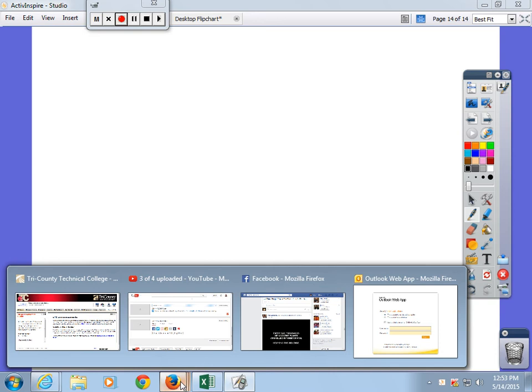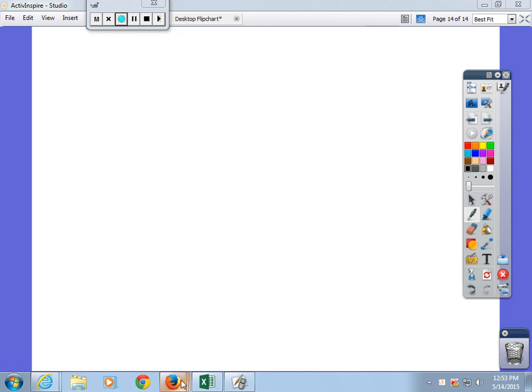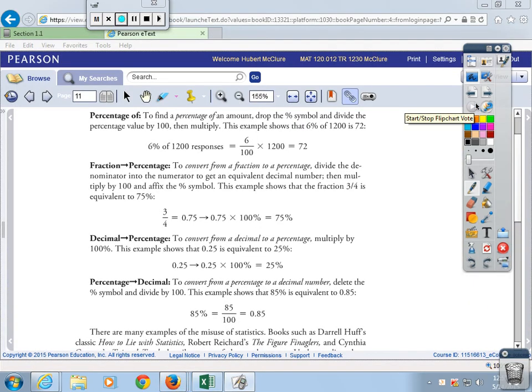Where's my book? I lost my book. I lost my book. There it is.